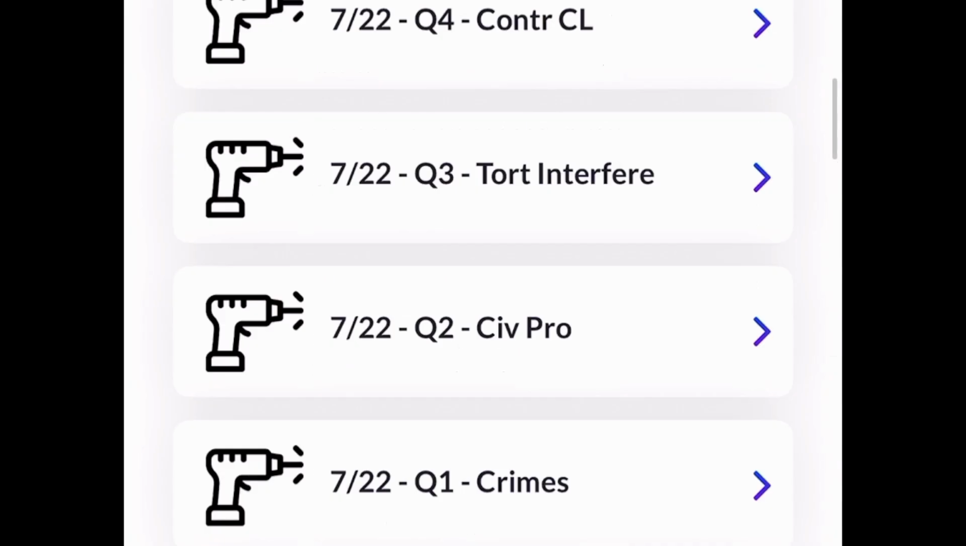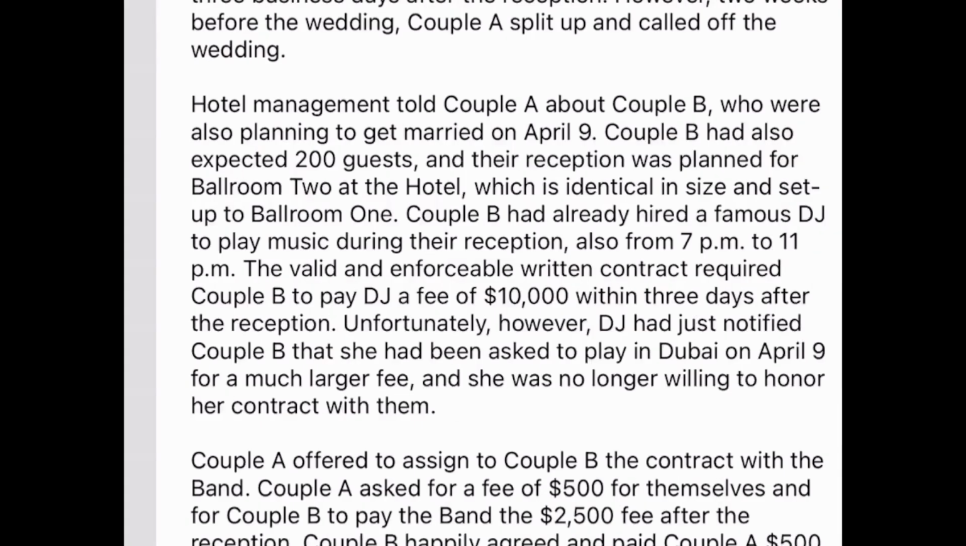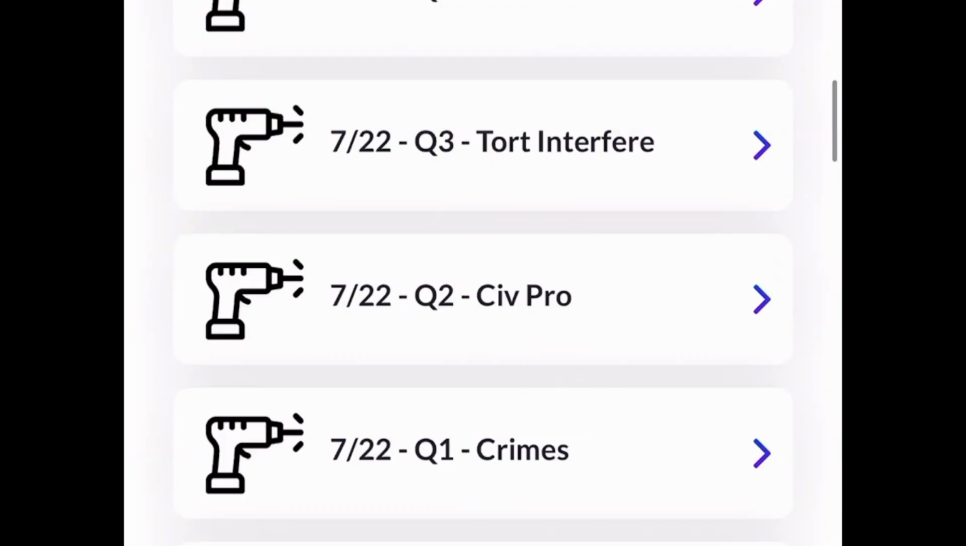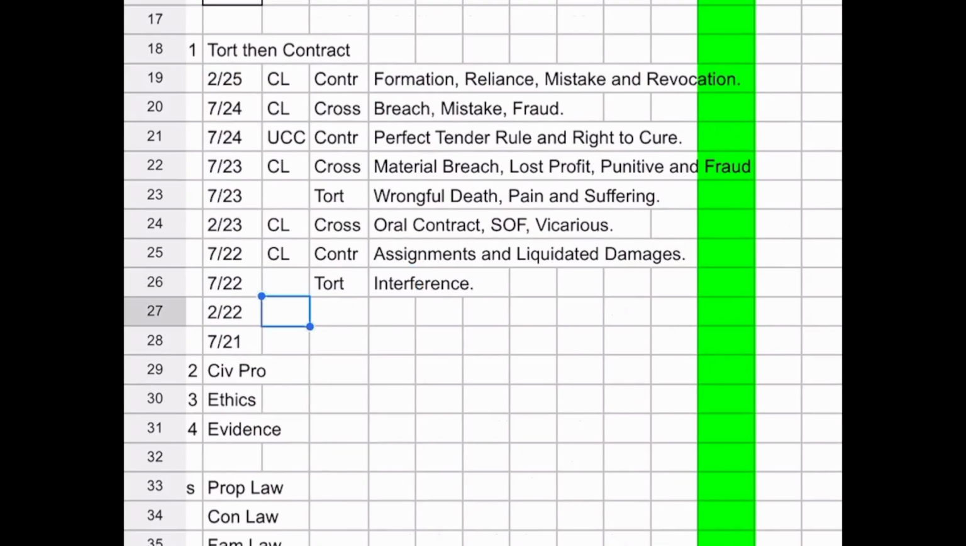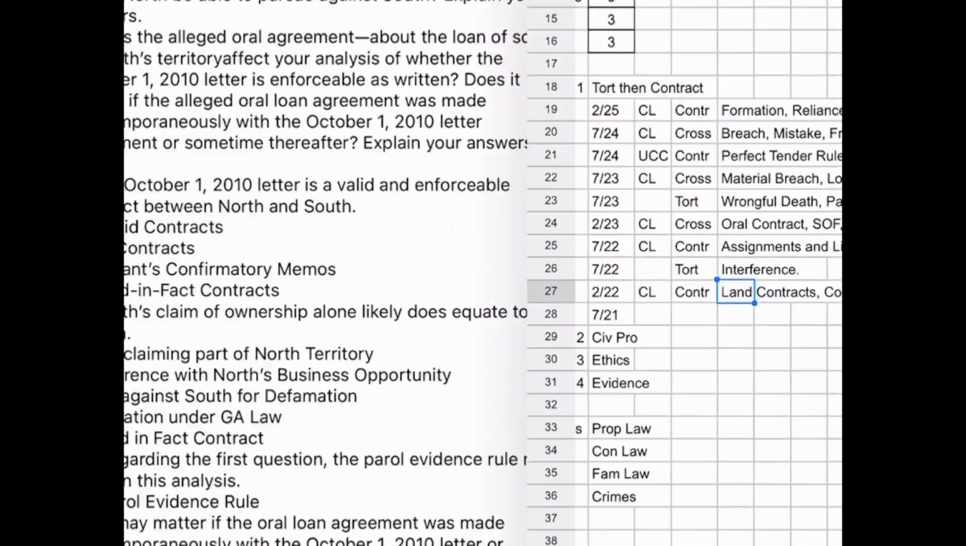So 722 Q4. We have a contracts, common law. 722 Q4. Assignment and liquidated damages. 722 interference. It seems like they like that one. I'll see impermissible burden. Say it's mostly interference. 220 track common law. 222 common law tracks. Land tracks. Confirmatory defamation, integration, and modification.